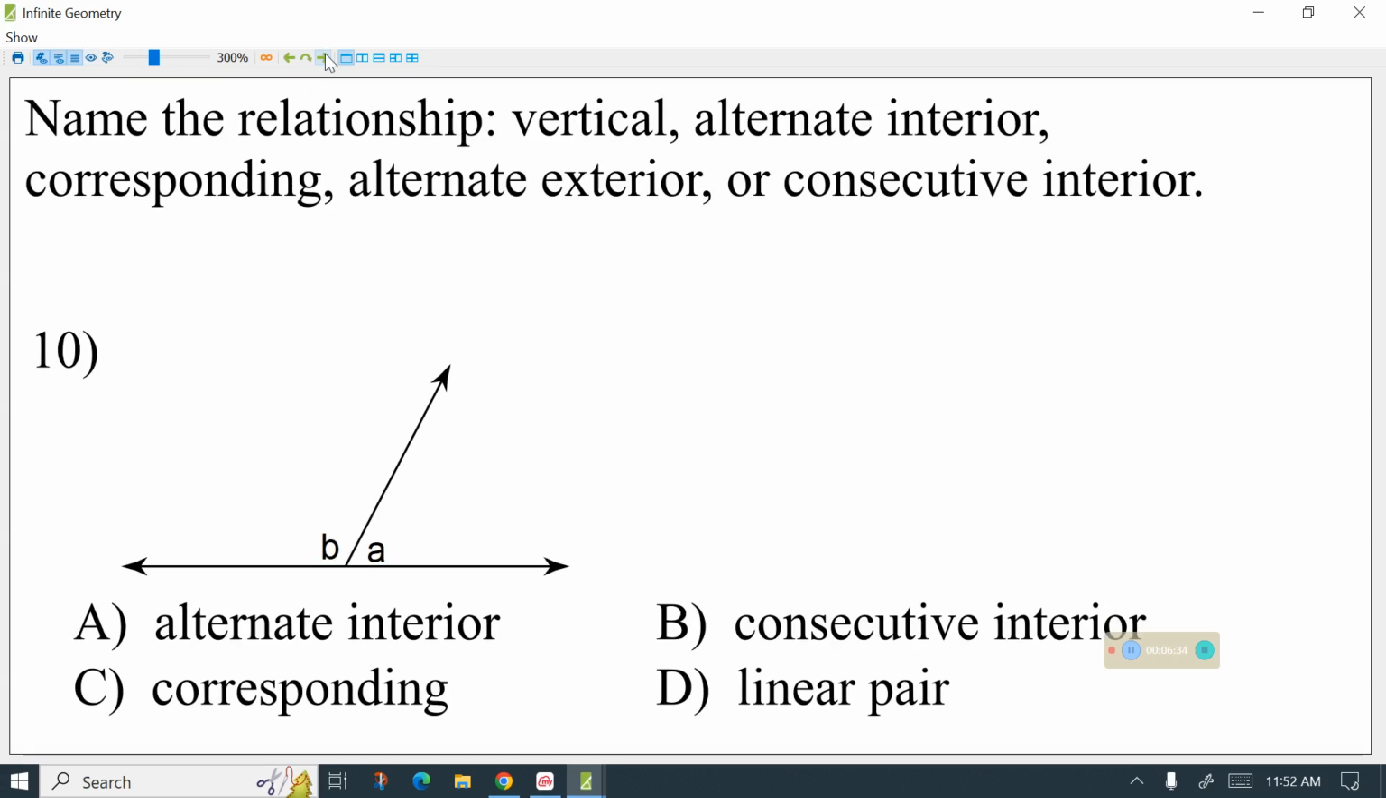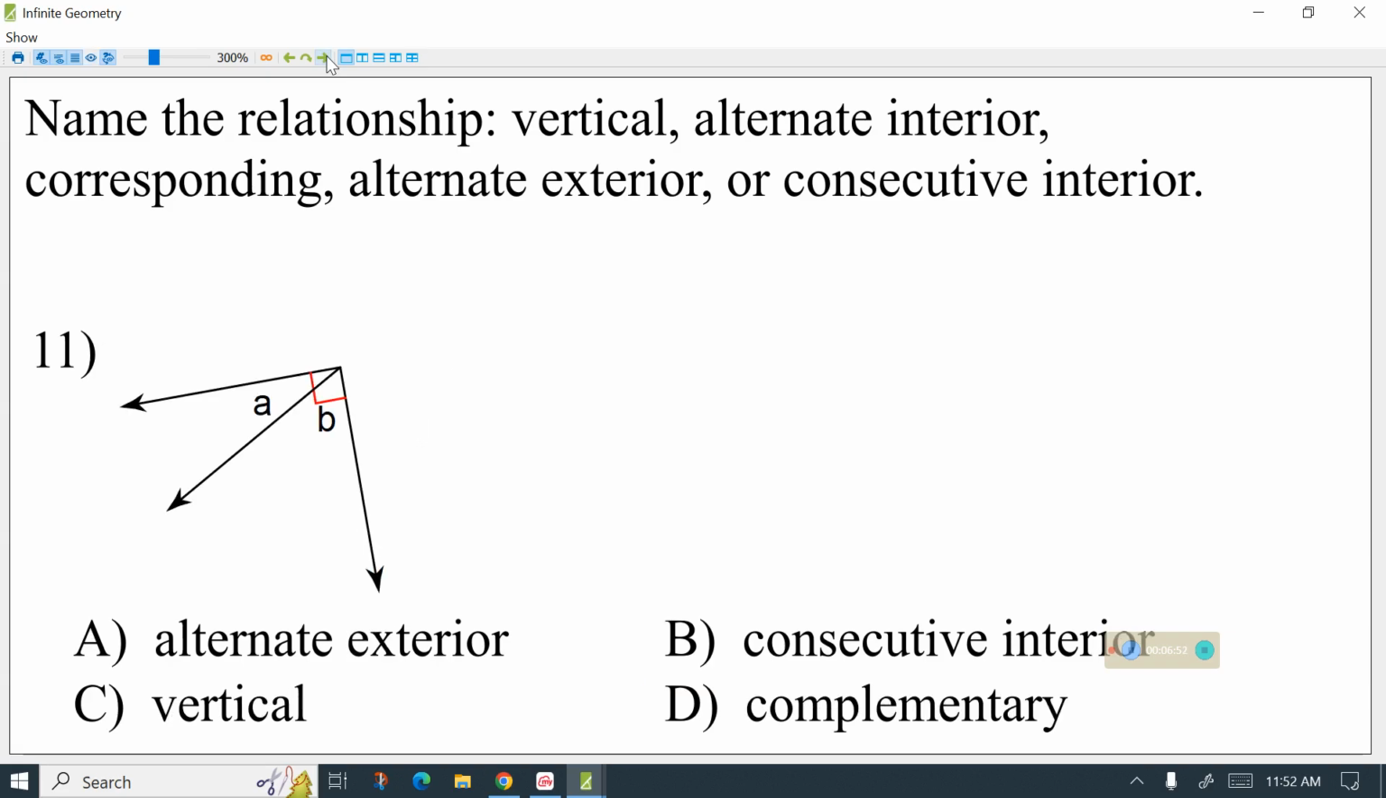For number 10, we're testing on vocabulary here, okay? So in this case, we would call this one a linear pair, okay? A linear pair of angles is when we have two angles that are adjacent to each other on a straight line, okay? So we just call that a linear pair. It's a definition we've been working on for a while, okay?